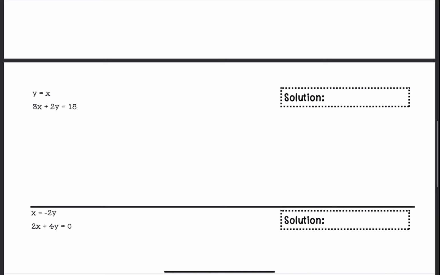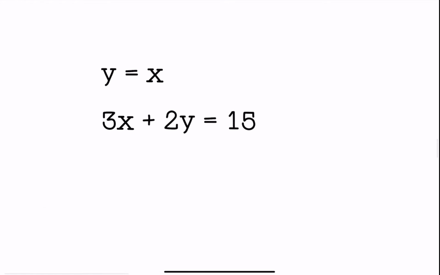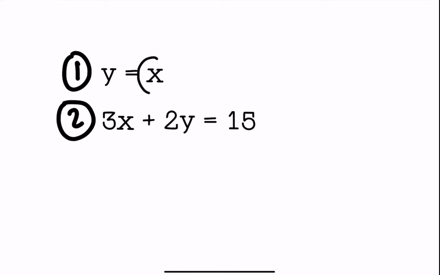All right, so in this one, we have to figure out a solution still. So we have y equals x, and then we have 3x plus 2y equals 15. Oh boy. Well, in our first equation, y equals x. That is not a number. We're trying to figure out x's number and y's number. That's not a number. So I'm going to circle this in green here, and I'm going to replace this y in my other equation with an x.